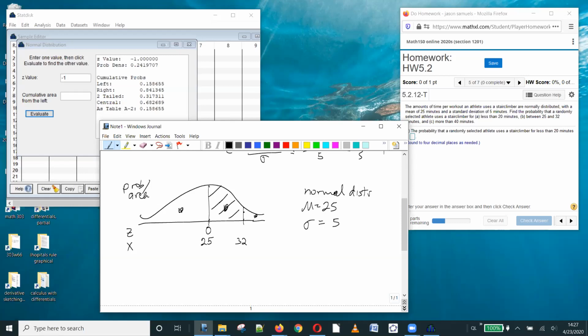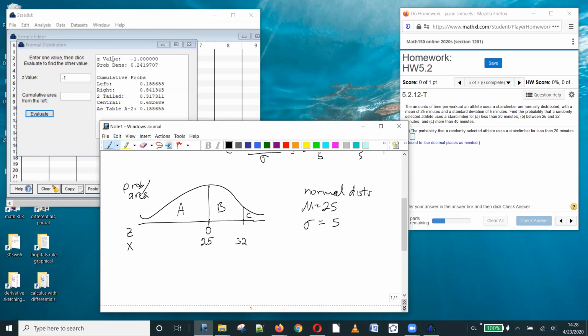So you would subtract the left and the right from 1, because the total must be 1. I'm going to mark these as A, B, and C. So here's A, here's B, and here's C. Let's now sort out A. A has to be the area to the left of 25.